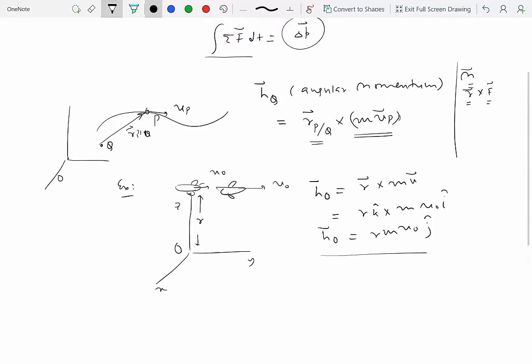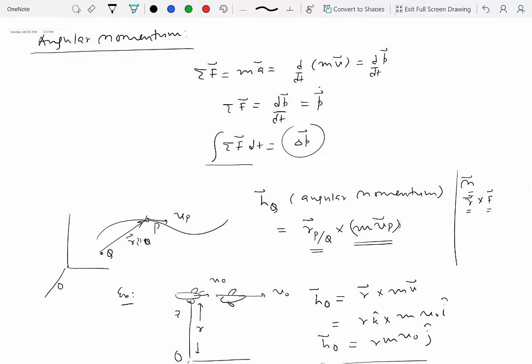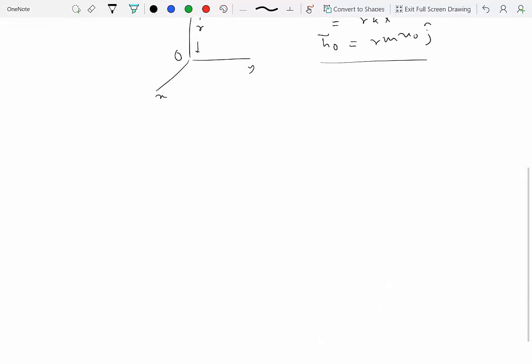Now let's come back to our original problem. The original problem is that we have the angular momentum defined over here. We want to know what it relates to, right? Maybe the forces, maybe the moment, or something like that. So let's take its derivative. So H sub Q is equal to r of P with respect to Q cross m times Vp.